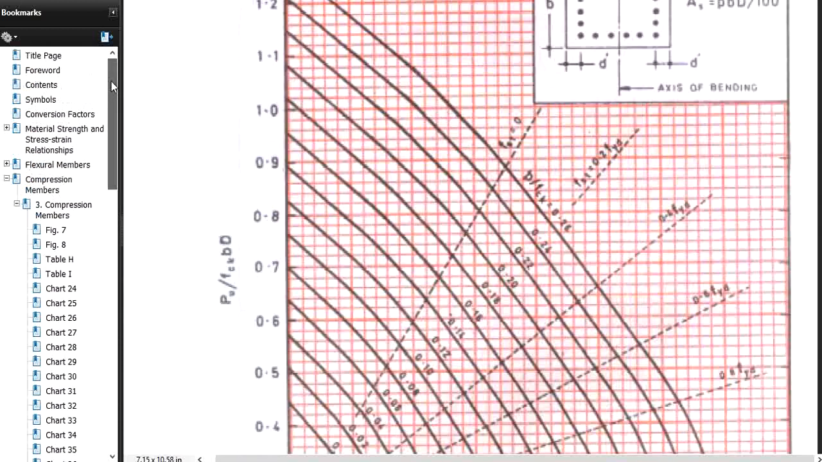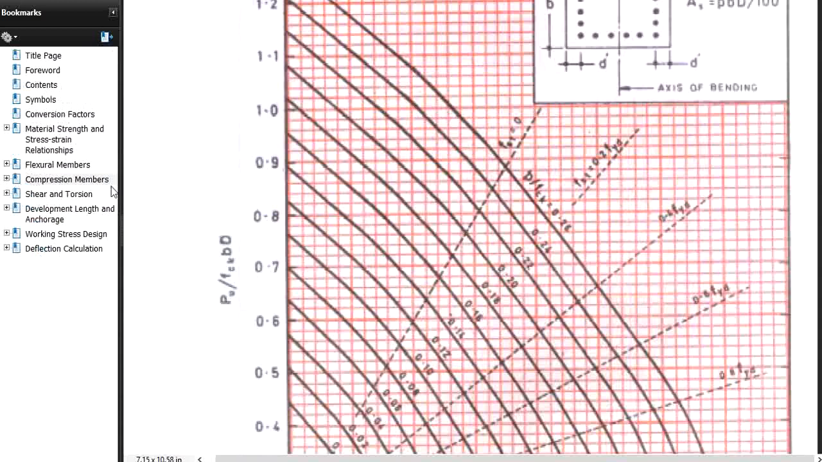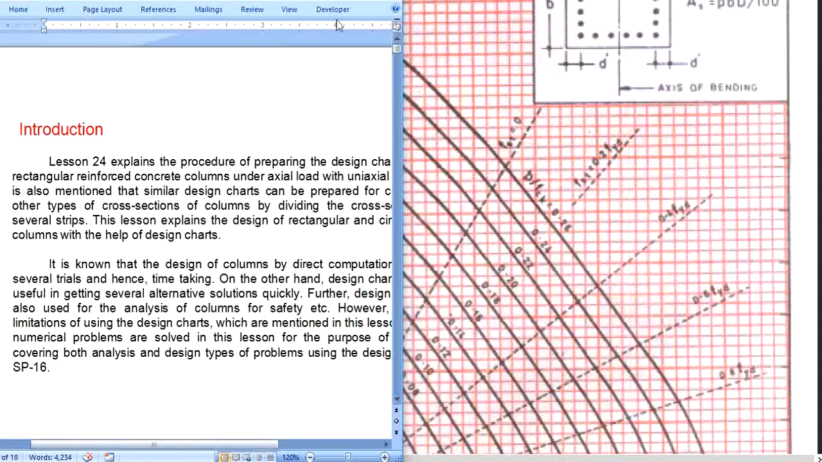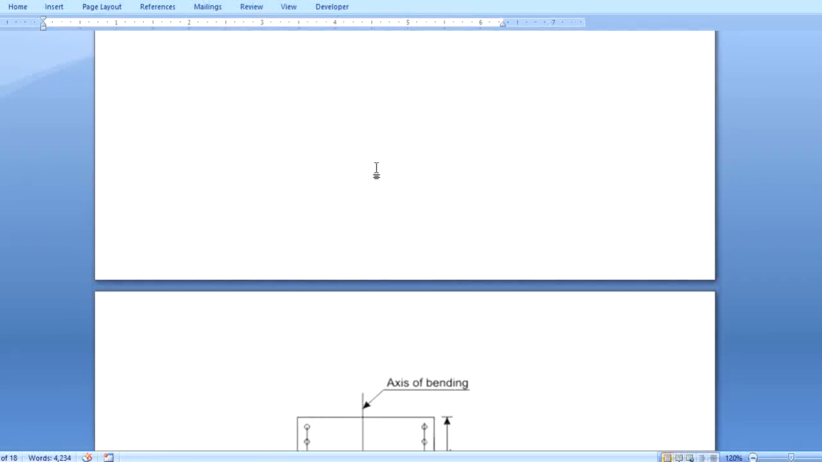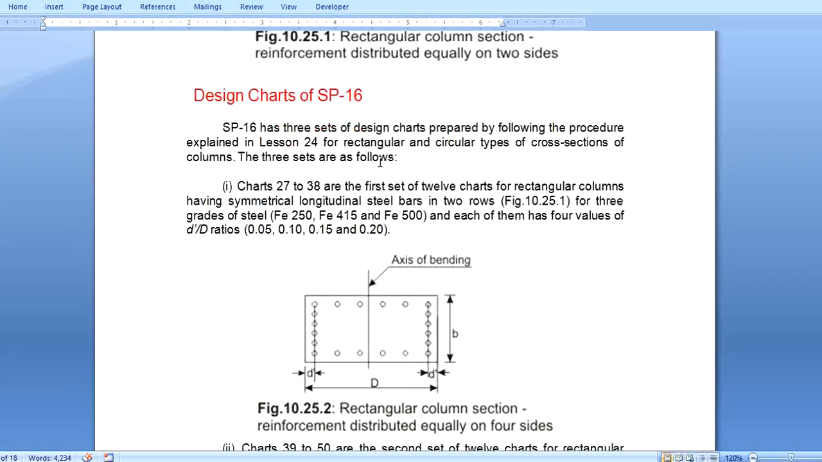So remember, we need to open the compression member section in SP16 and then solve the problem. Okay, so we'll move further. I will discuss a few things about SP16.